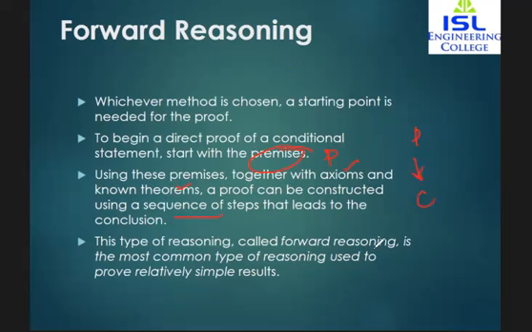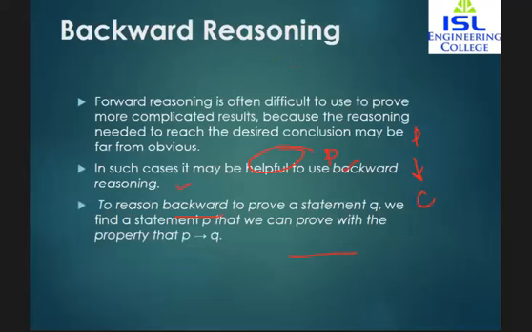This type of reasoning is called forward reasoning, and this is the most common type of reasoning used. Apart from that, we also have backward reasoning. Forward reasoning is usually difficult, so for those cases, we use backward reasoning.